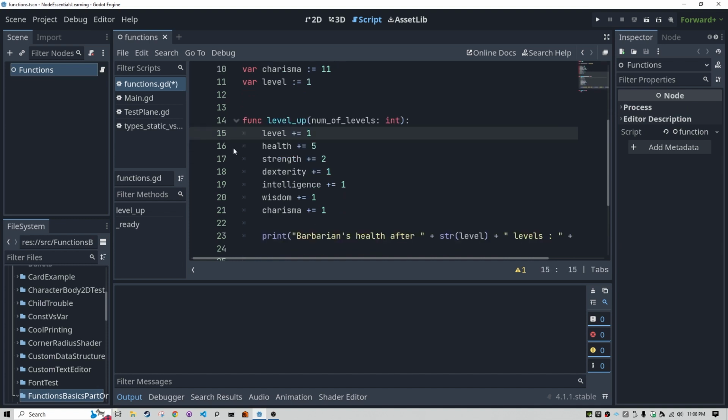And so what I'll do is I will simply multiply each of my stat gains by the number of levels, right? And the autocomplete's kind of helping me out here.